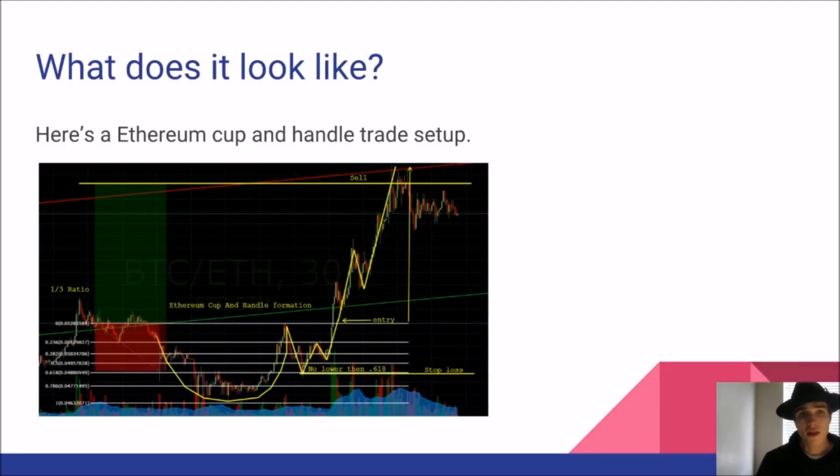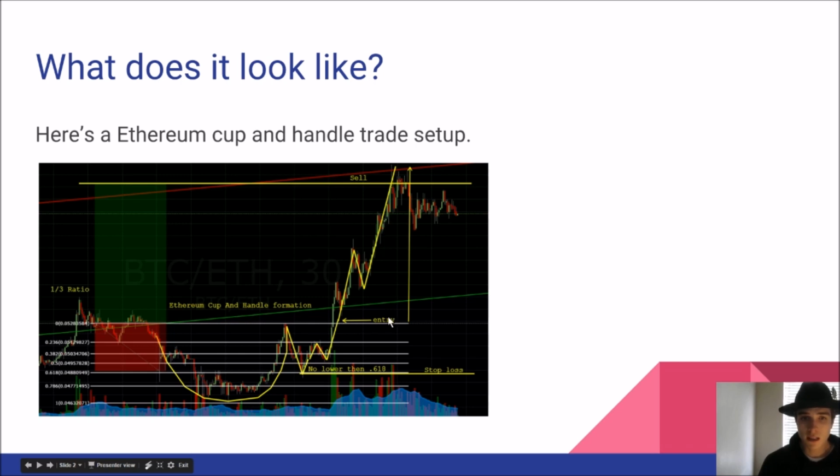Now, this is an Ethereum cup and handle formation and the trade setup. In this case, we have a 1-to-3 risk to reward ratio. So basically we're trying to make 3 times more than we're willing to lose if we're wrong. As you can see, the cup shape right here. And then we have the handle retracement, which usually retraces back to 0.168. And then we have the move.